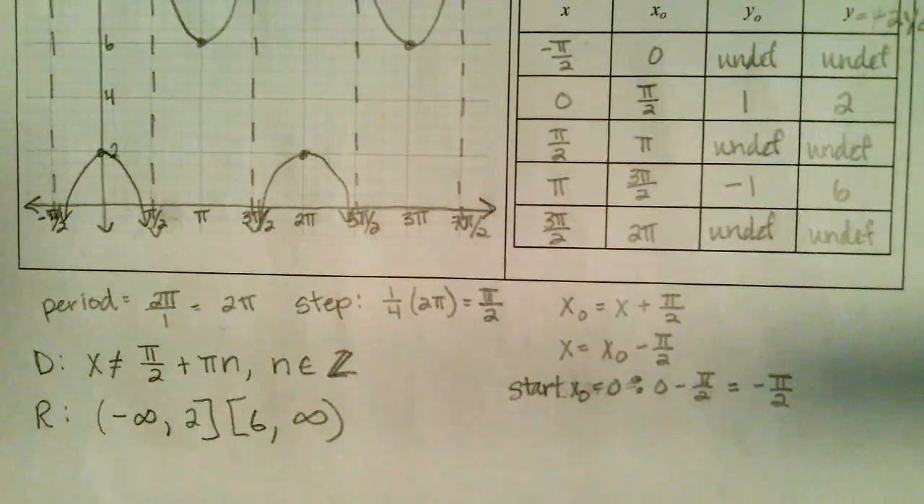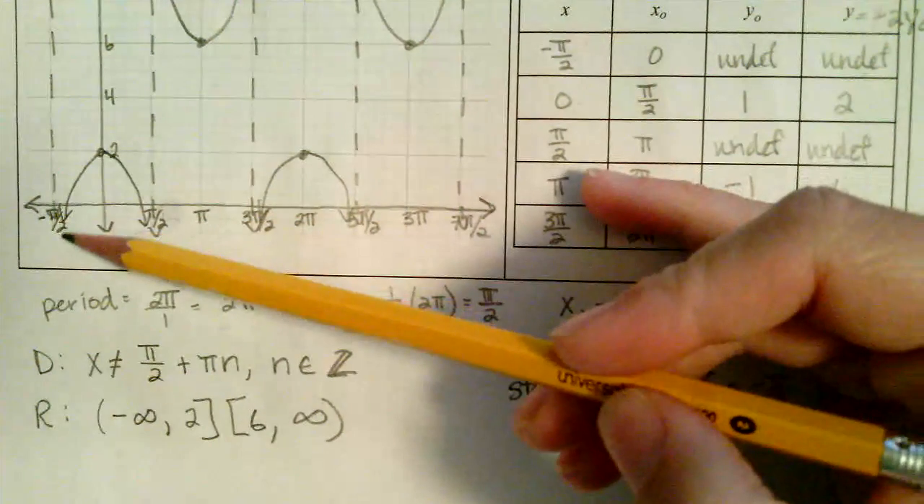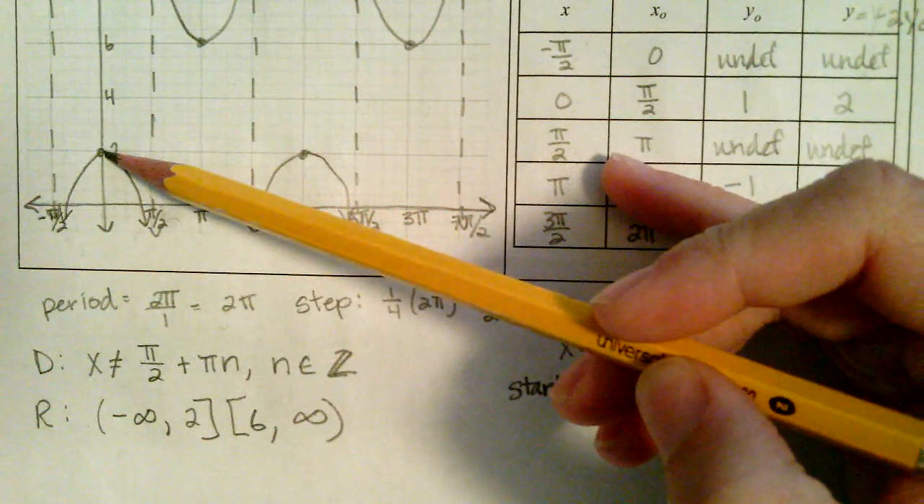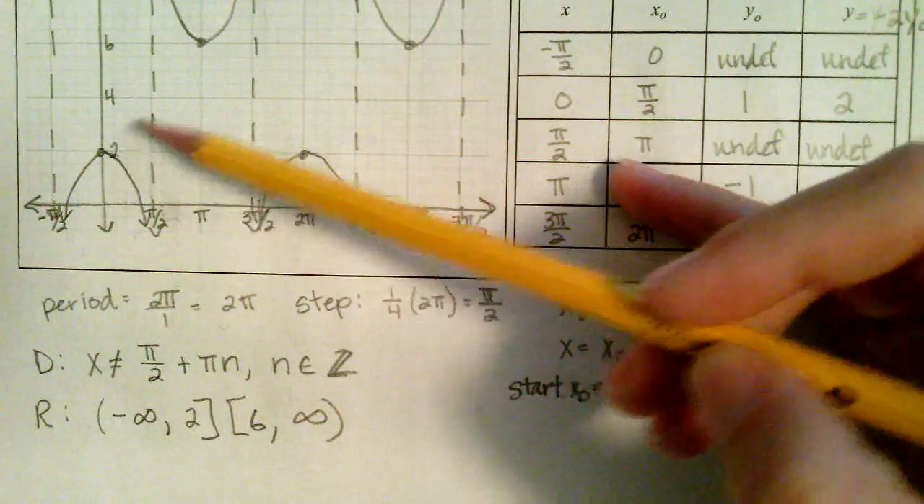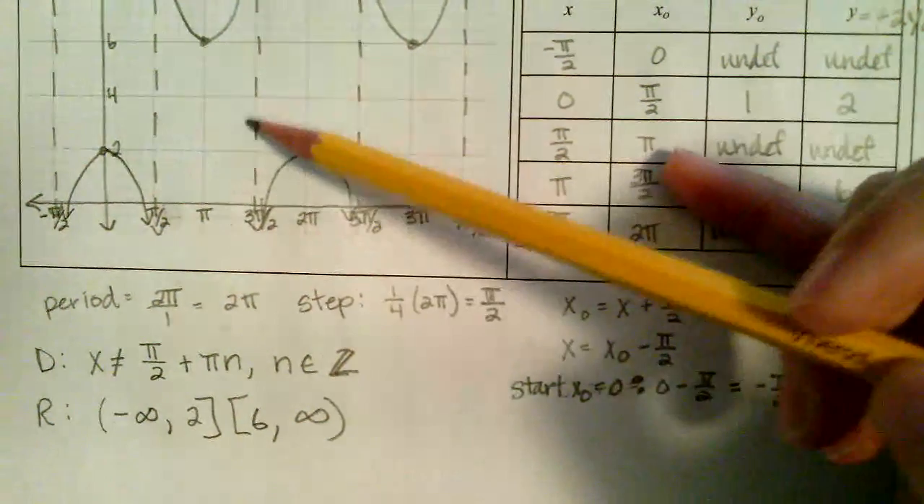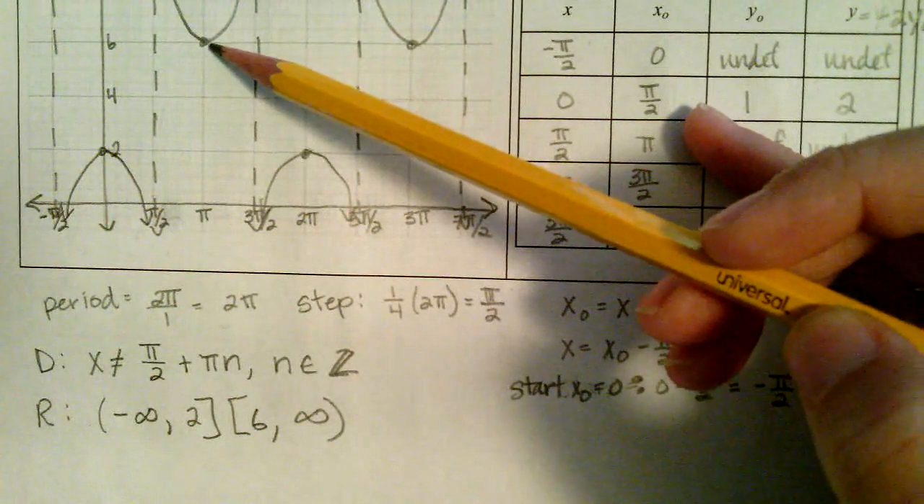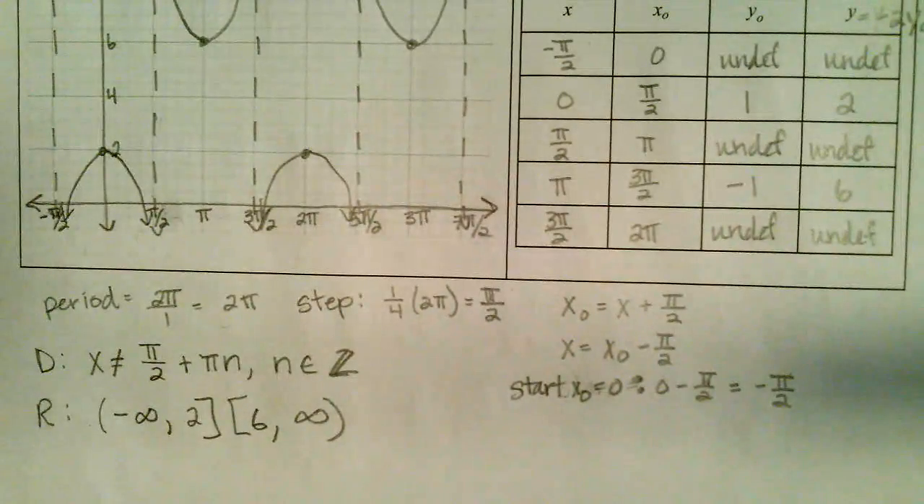Okay, in our range, hopefully you see you start at negative infinity, you go up to 2, you include 2, then there's a break, there are no points in here, and you start at 6, including 6, and go up to infinity.